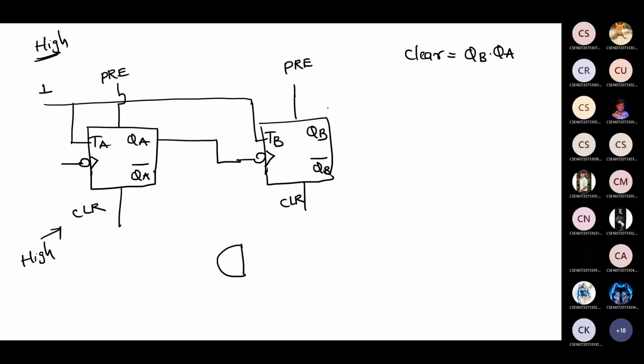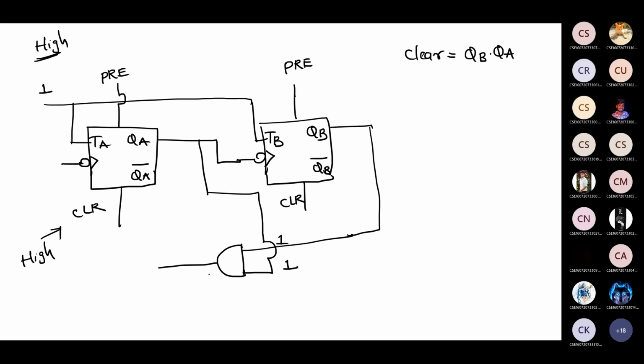So take one AND gate, apply inputs as QB, QA. So whenever inputs are 1 and 1, output will be 1. Now that 1 is connected to clear, which is active high. So whenever 1 is detected, output will be 0. And again, you need to take output at QA and QB. So here I've shown you one diagram, and now here I've shown you another.